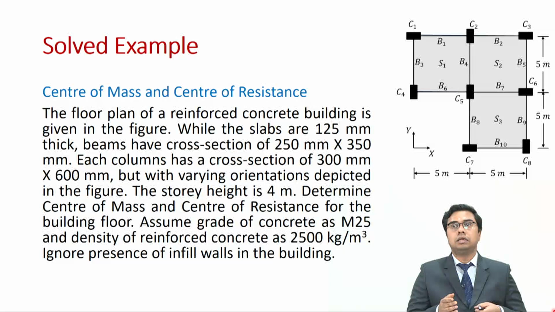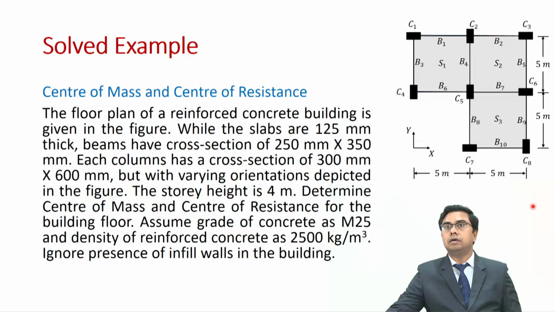So, let us say that we have a building for which the floor plan is given over here. This is a reinforced concrete building. We have the slabs which are 125 millimeters thick throughout, and these slabs are monolithically cast with beams, and all the beams have cross section of 250 millimeters by 350 millimeters, and each of these columns have cross sectional dimension of 300 mm by 600 mm.